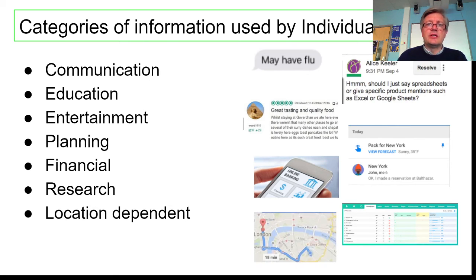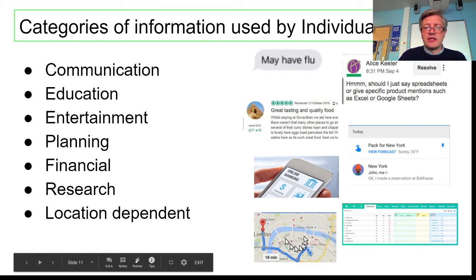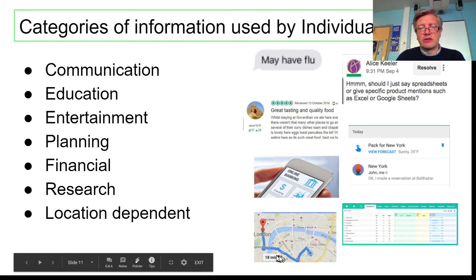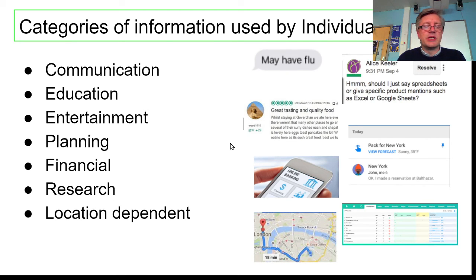And then there's location-dependent information such as GPS, maps, and we've got this snippet here from Google Maps, which is the route to a railway station, and it shows you here it'll take you 18 minutes to walk down these streets to find this particular railway station. So it's information that is dependent on the location that you're in. So that's categories of information used by individuals.